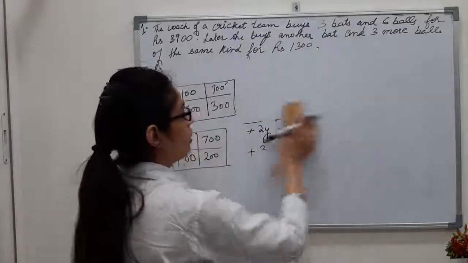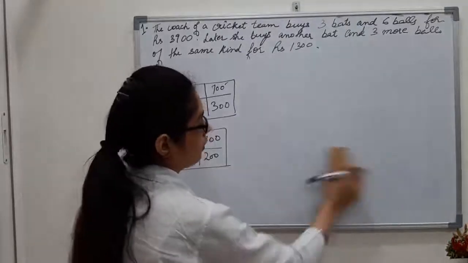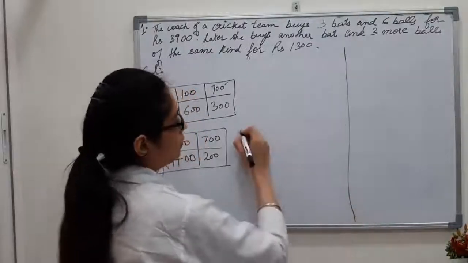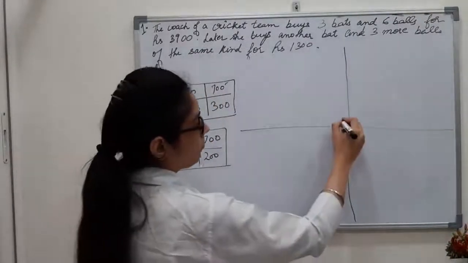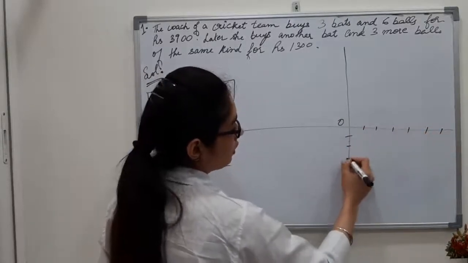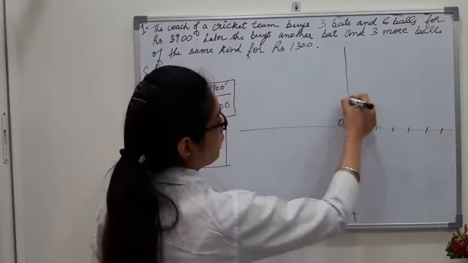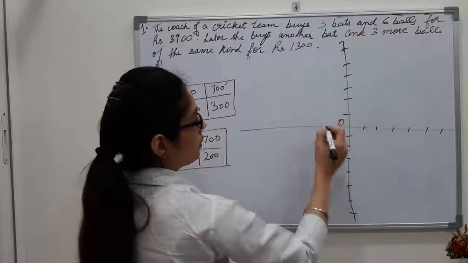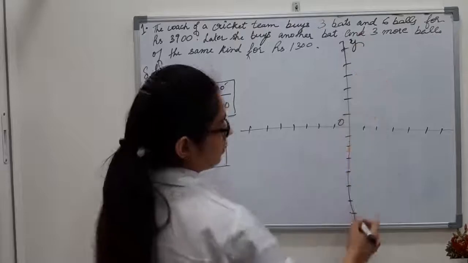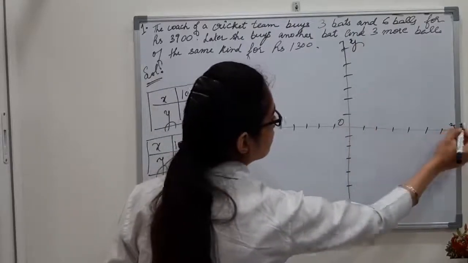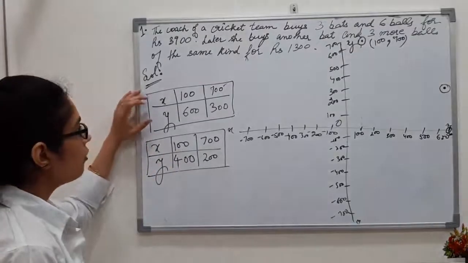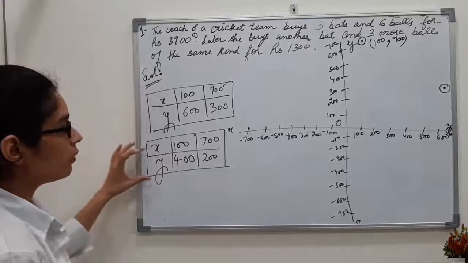Now let's do. If you do more practice, it will be easy for you to assume the values quickly. But it's not very difficult, it's very easy. With practice, everything will be easy in maths. This is the y-axis, x-axis. Now we have values of x, y for both the equations.